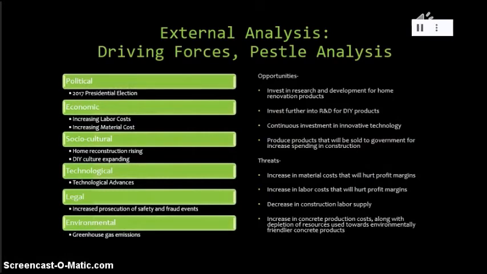Next, we use a PESTLE analysis to determine the driving forces in the external environment. Here we see that some of the forces include the 2017 presidential election being a major political force, increasing labor and material costs being a major economic force, home reconstruction rising and do-it-yourself culture expanding being part of the socio-cultural driving force, technological advances in the technology force, increased prosecution of safety and fraud events being some of the legal forces in the external environment, and greenhouse gas emissions.